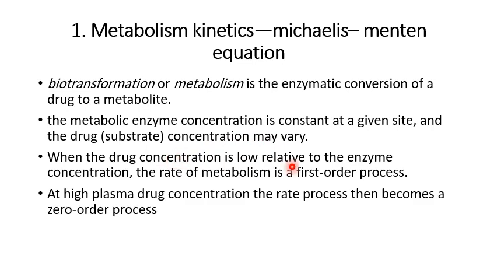When a drug concentration is low relative to enzyme concentration, then the rate of metabolism is a first order process, which means as the concentration increases, the metabolic activity will increase, while at very high plasma concentration, the process then becomes zero order. This is because, as we said, there is a specific number of available sites for the metabolic activity. If all of these sites are saturated, then the rate of metabolic activity will depend only on the function of available sites, and increasing the concentration will not increase the metabolic activity.